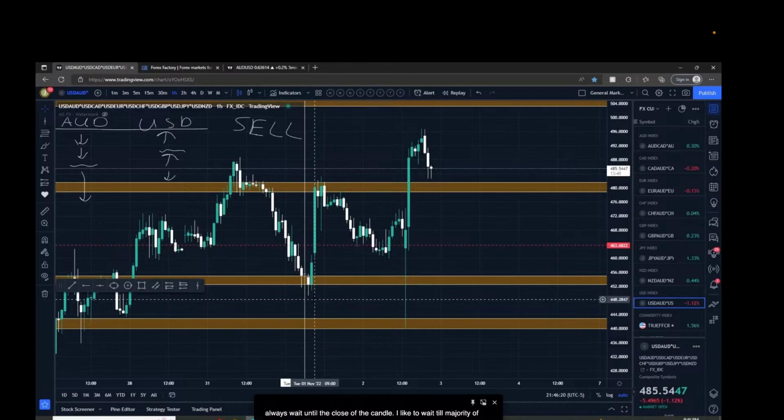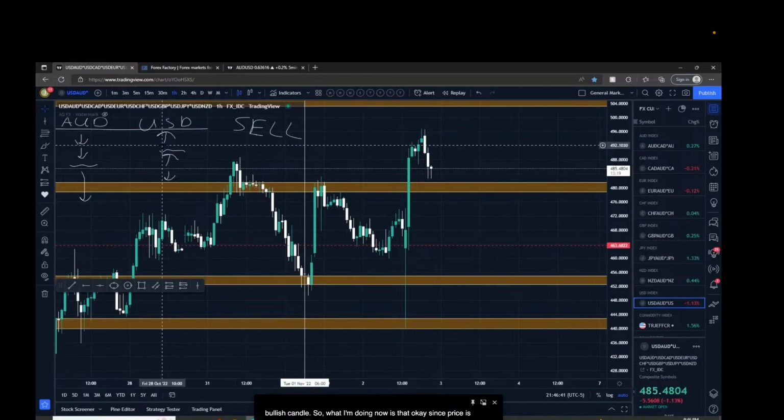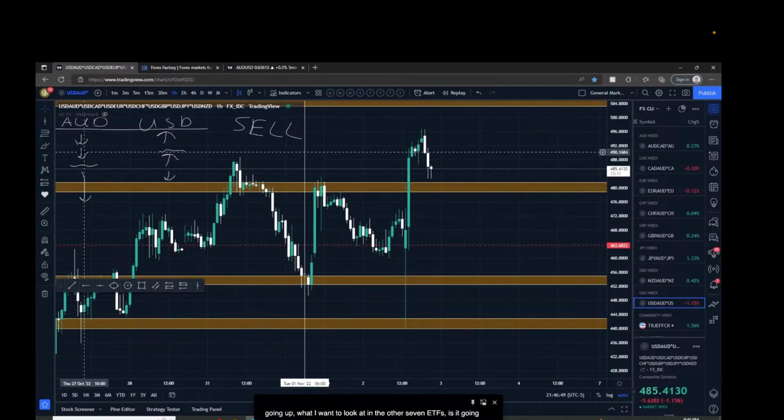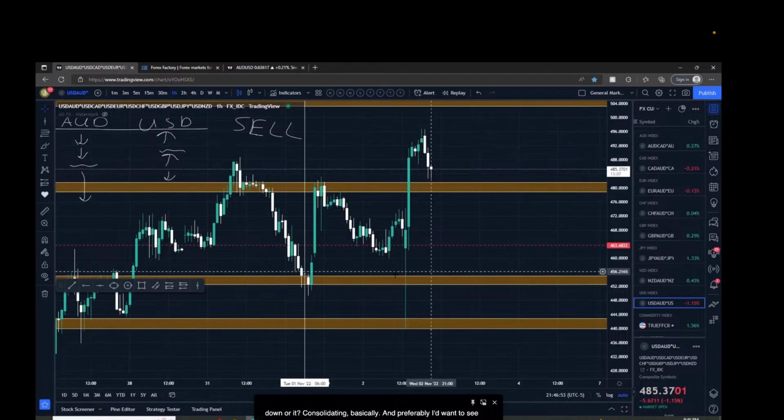In this instance, you could see in hindsight that this candle between 8 and 9 a.m. my time is looking to bounce off this support and go up. At this moment in time, it's probably about 8:10 to 8:20 where it's starting to fill this bullish candle. So since price is going up, what I want to look at in the other 7 ETFs is whether they're going down or consolidating.